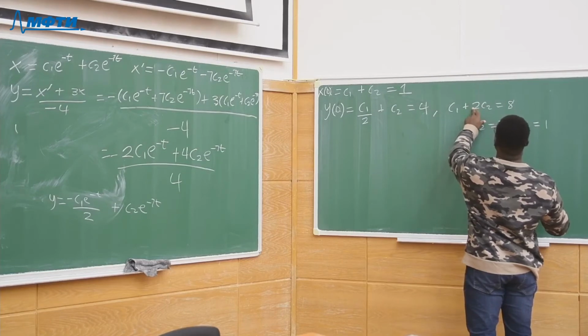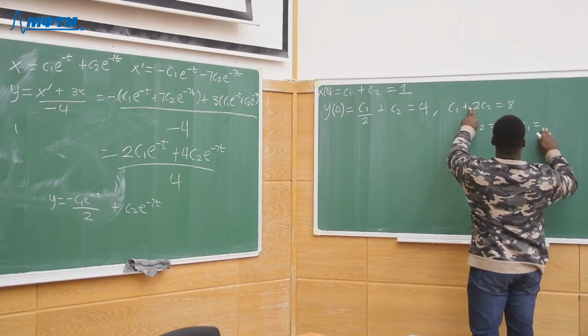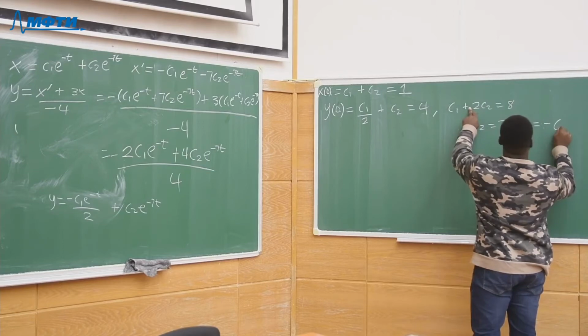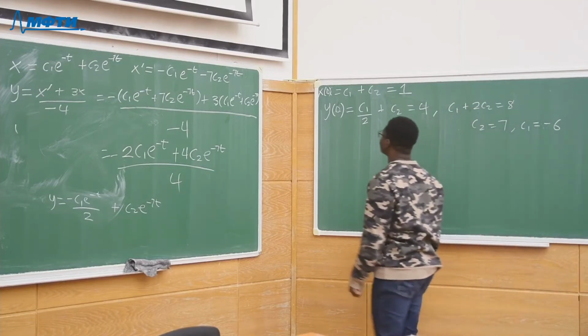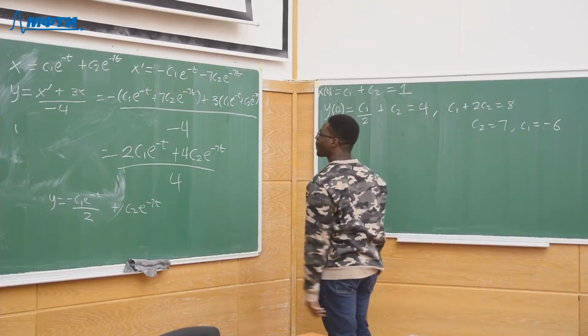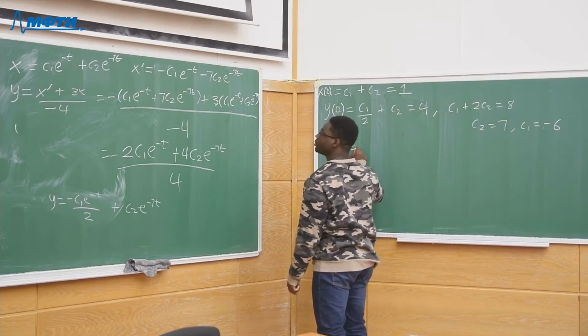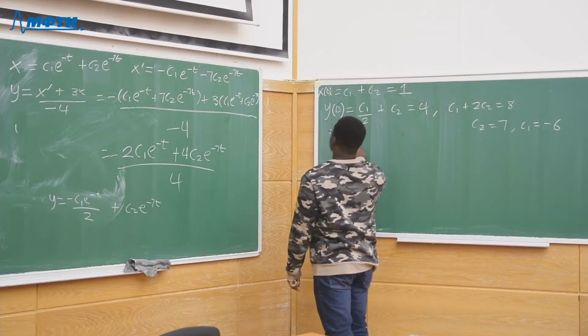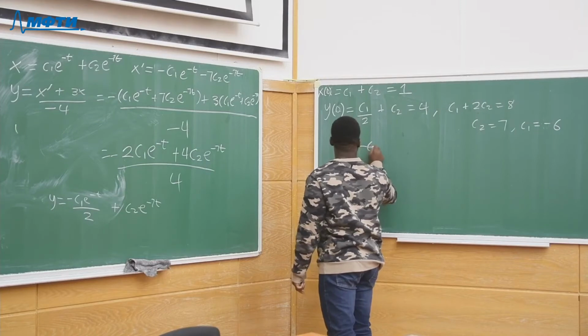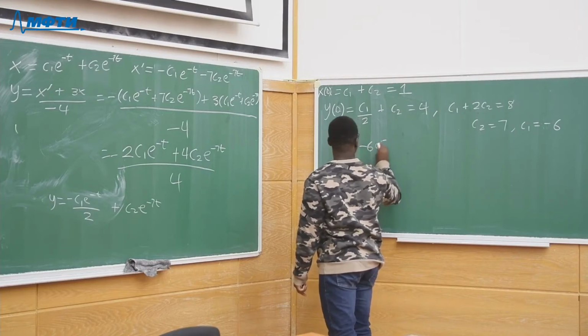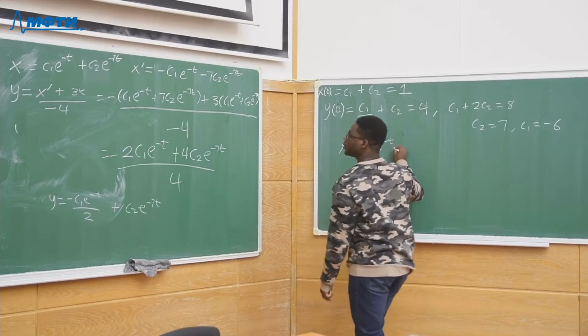Right. So I think it's going to be minus 6. Minus 6, right. I don't know. Sometimes, yes. And the final answer will be x equals, you must substitute, so minus 6 e to negative t plus 7.